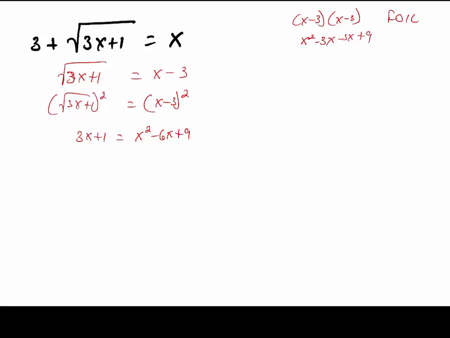Move everything over to the right side. So I'm going to subtract 1 and subtract 3x. So we get x squared minus 9x. 6x minus 3x is 9x. And 9 minus 1 is a positive 8.